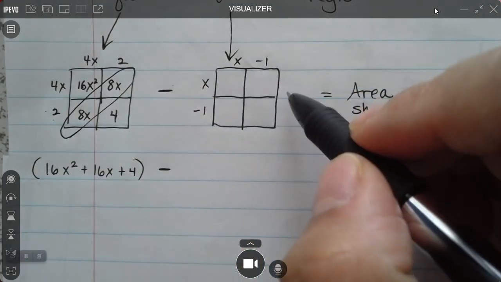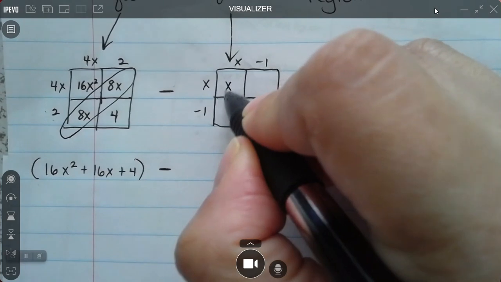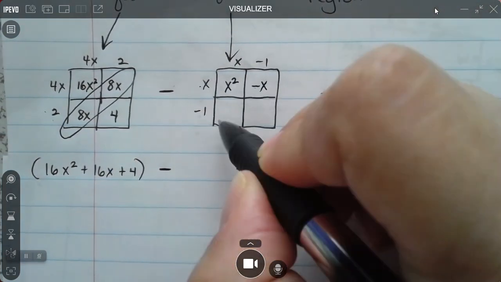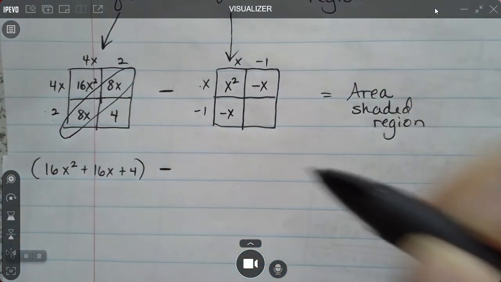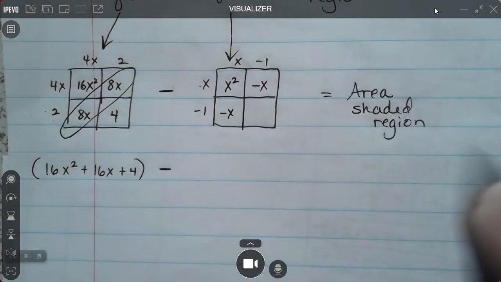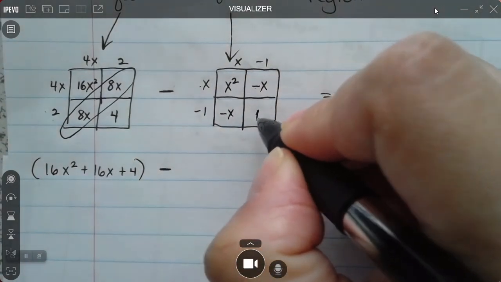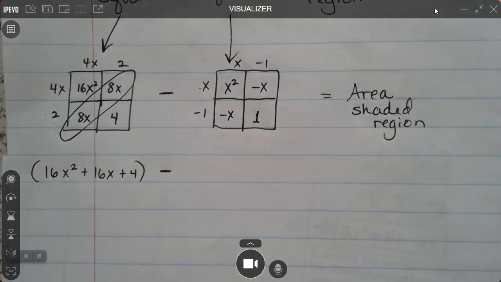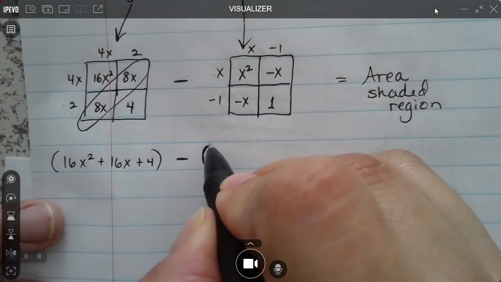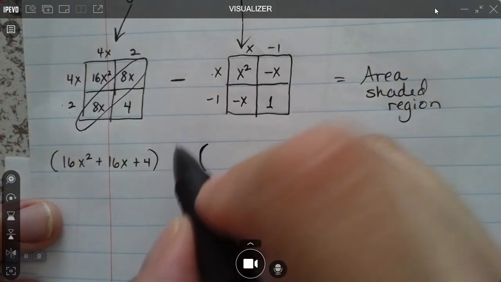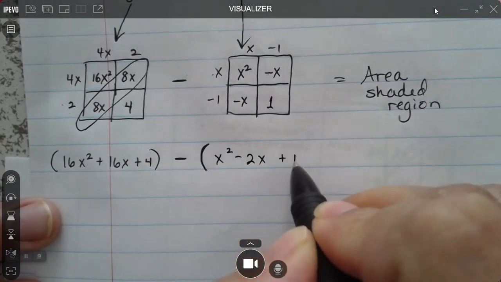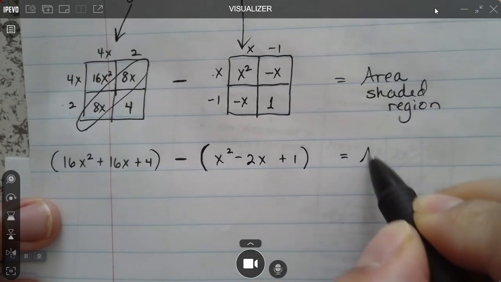Now this one, x times x will give you x squared. x times negative 1 is negative x. This one is also negative x. Now, negative 1 times a negative 1, because they're both negatives, is going to become a positive 1. Right. Now, notice how I'm going to put this in parentheses: x squared minus 2x plus 1.